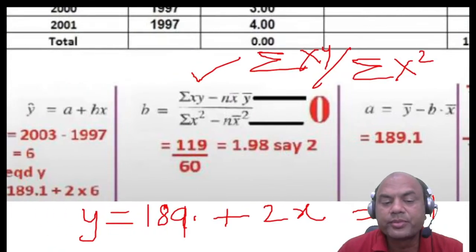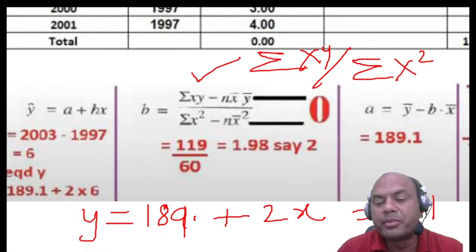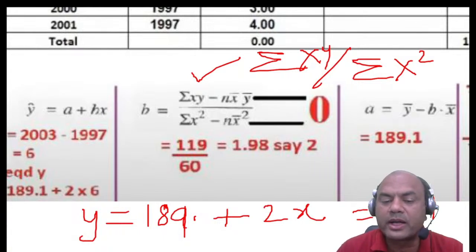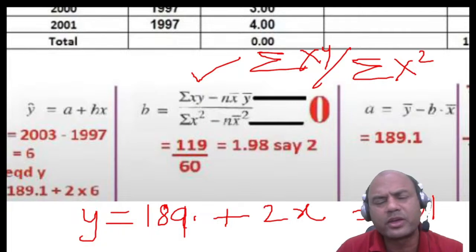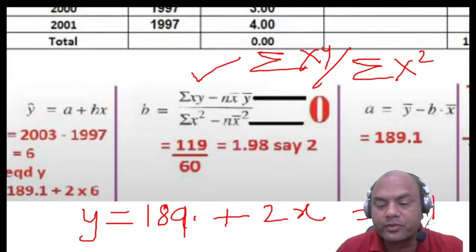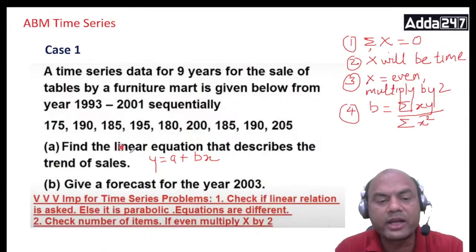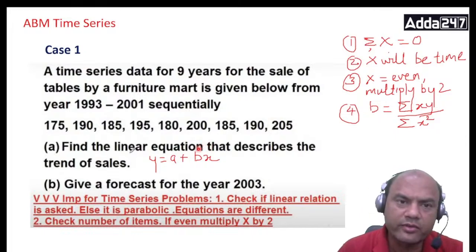Y equals 189.1, or you can write simply 189, plus bx, 2x or 1.9x. The more accuracy you have, the better it is. Okay. So you've got the answer of the first question. What was the first question? First question was find a linear equation. So this is what you have got.